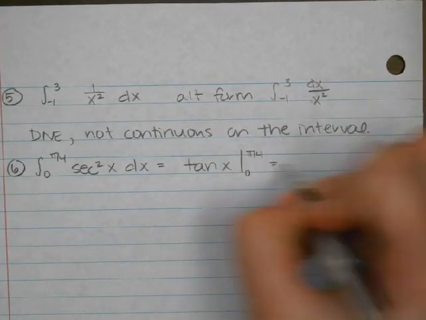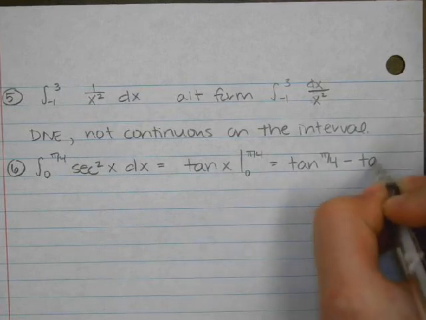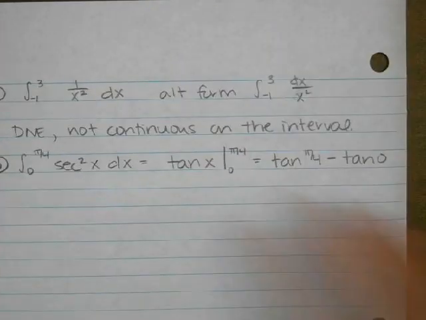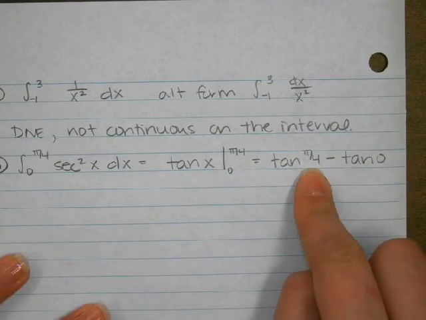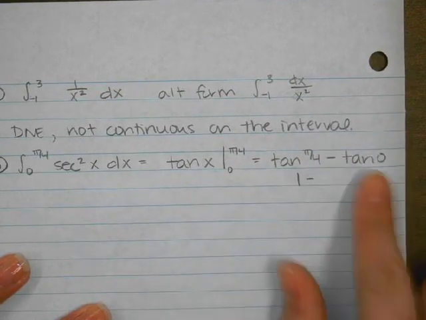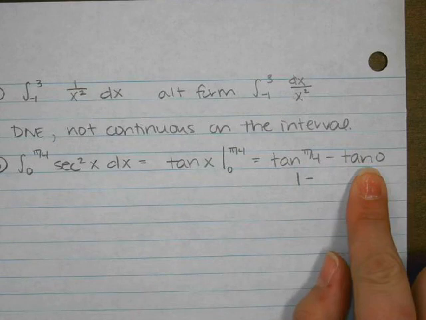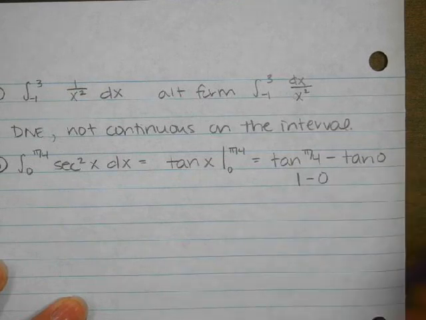And so we're going to say tan of pi fourths minus tan of 0. Tan of pi fourths, we have to think about the unit circle at pi fourths, and that's the y-coordinate divided by the x-coordinate. And so that's root 2 over 2 divided by root 2 over 2, which is just 1. And then tan of 0 would be the y-coordinate divided by the x-coordinate. That's 0 divided by 1, which is just 0. And so 1 minus 0 is 1.